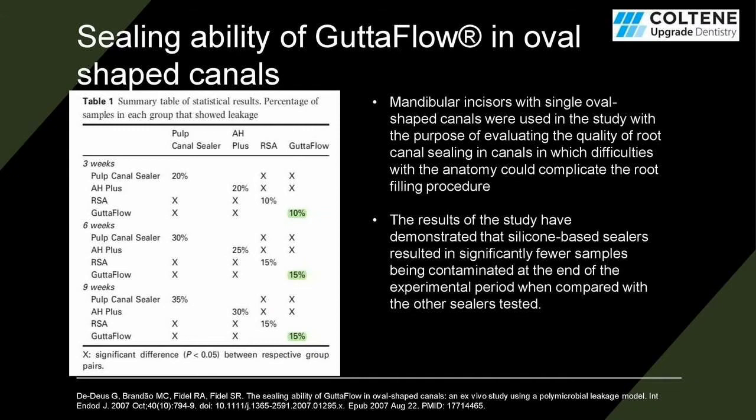This study was undertaken again to understand the sealing ability of Gutta Flow in comparison to other products. This study was a bit different because in this case, mandibular incisors were used to mimic oval canals, because as we all know, canals come in different shapes and sizes. Not all patients are the same, and we face enough difficulty in that case. So the sealing ability of Gutta Flow in those cases was evaluated. Finally, the result of the study was that the silicone based sealers, that is Gutta Flow, resulted in significantly fewer samples being contaminated. The meaning of contamination in this study was the sealing ability. Fewer micro leakages were present when Gutta Flow was used, hence the contamination was less.